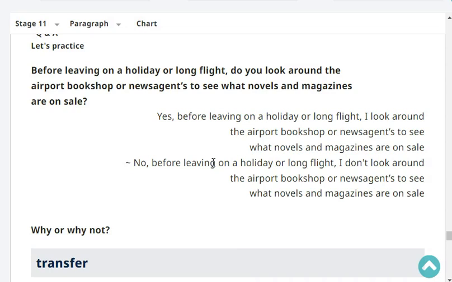Yes or no? Yes, before leaving on a holiday or a long flight, I look around the airport bookshop or news agents to see what novels and magazines are on sale. Why? Because I want to read something on the flight, because it takes too long, you can have much time to read.